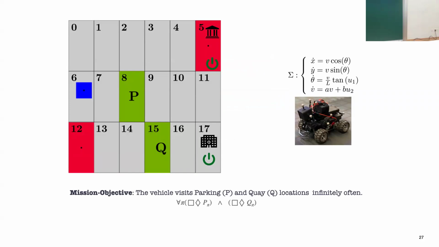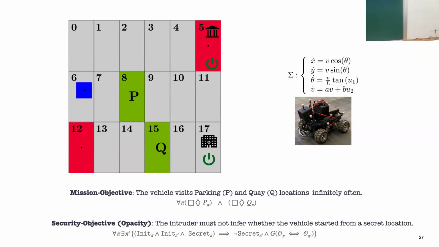No matter whether you're starting from 5 or 17, and I'm writing this start symbol to say these could be potential states. One is secret, one is not secret. Then you have your security objective, in this case opacity, and you could read what exactly is going on. This is one of the common ones: for every trace, there is another trace, such that both of them are initial. One starts with the secret, the other starts with the non-secret, but they must have the same observation.